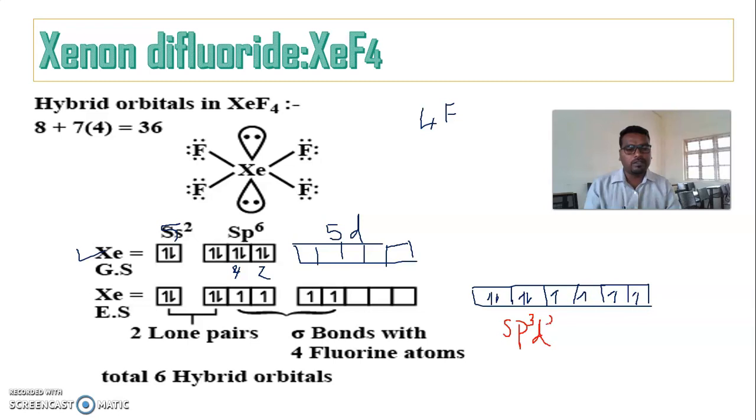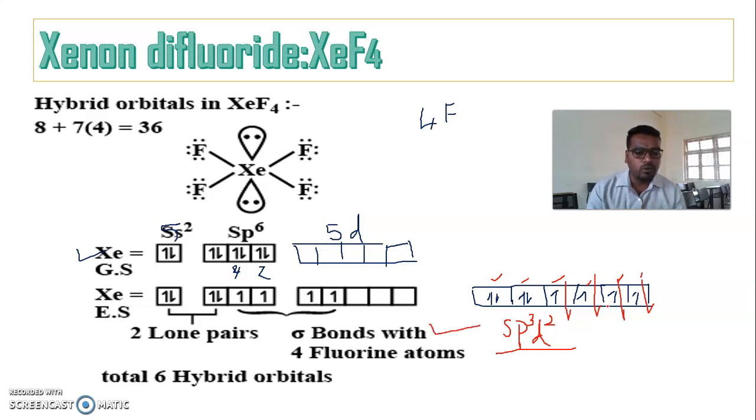So it undergoes sp3d2 hybridization. One s orbital, three p orbitals and two d orbitals combine to form equal orbitals of equal energy. These are called hybrid orbitals. So sp3d2 hybrid orbitals. You just look at the diagram here. The partially filled orbitals of xenon and the partially filled orbitals of fluorine. There are 4 fluorine atoms. Each fluorine possesses 1 orbital. So these 4 fluorine electrons overlap with partially filled orbitals of xenon to form 4 sigma bonds.